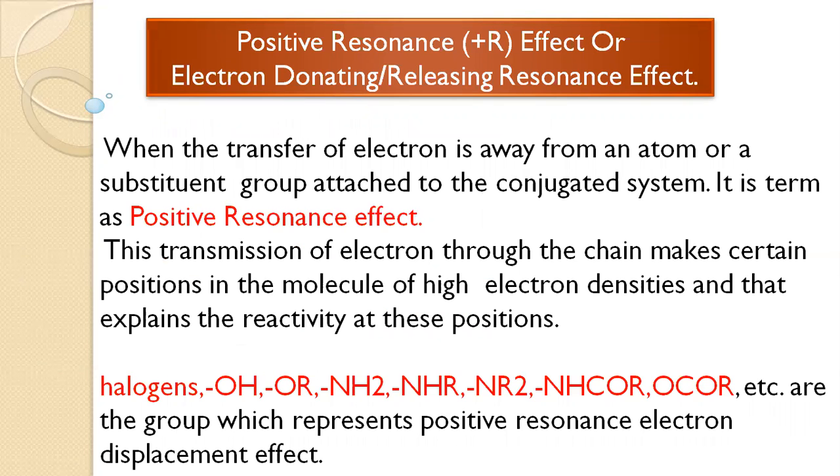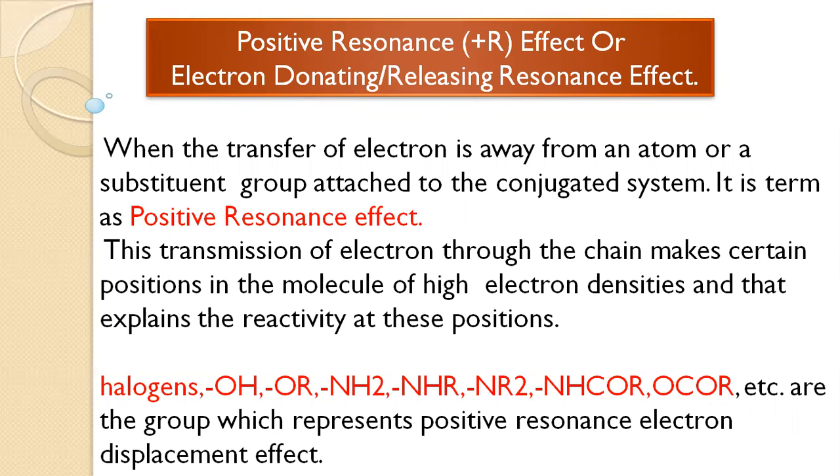First, we see the positive resonance effect, or electron donating, electron releasing resonance effect. It means the transfer of electrons is away from an atom or a substituent group attached to the conjugated system. It is called the positive resonance effect. This transmission of electrons through the chain makes certain positions in the molecule high in electron density, and that explains the reactivity of these positions.